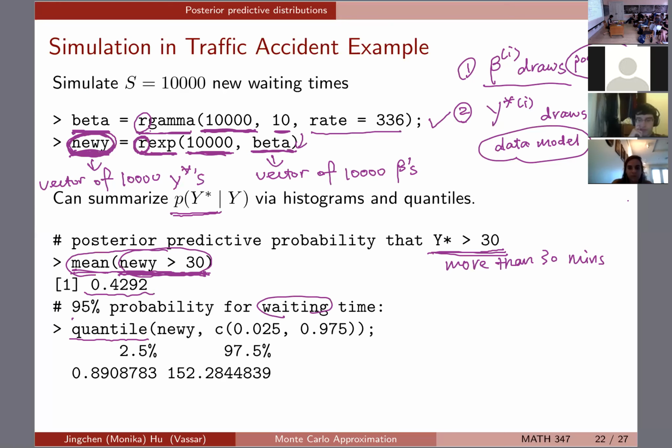So here the credible interval is 9 to 152. That means there is a 95% probability that the time left between now and the next event will be between 9 and 152, based on this posterior predictive. So this is something else we can do, and you can summarize in so many ways.